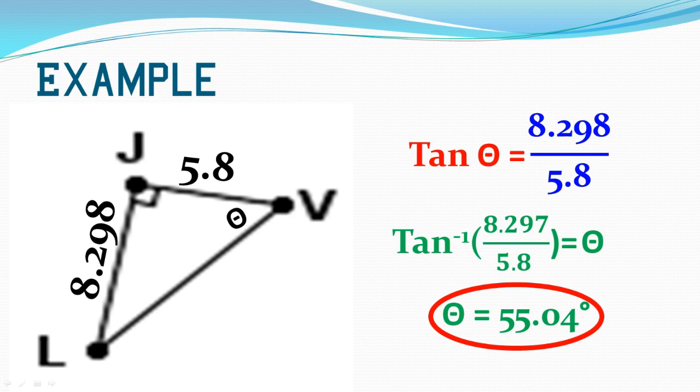When you're using the inverse trig functions, you're solving for angles. So in this case, my answer of 55.04 degrees is equal to my theta, my unknown measure. I can now use this angle in order to find my unknown angle JLV, or angle L.